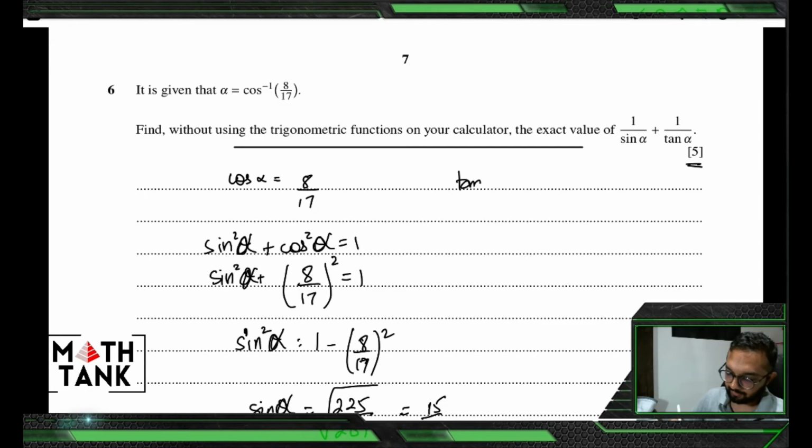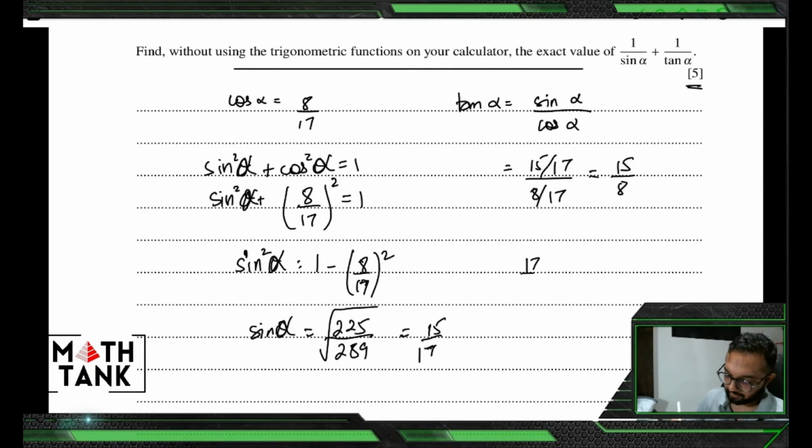Then what should be tan alpha? Tan alpha should simply be sine alpha over cos alpha, and that gives me 15 over 17 divided by 8 over 17, that's 15 over 8. Then what's 1 over sine alpha? 1 over sine alpha is simply 17 over 15, and what's 1 over tan alpha? That's 8 over 15. So I'm going to say that that gives me 25 over 15, and that should be 3.